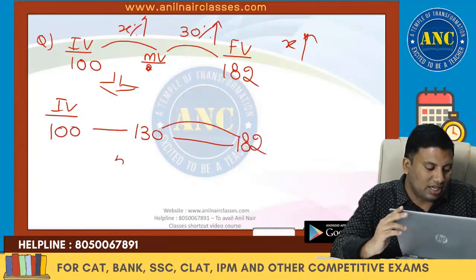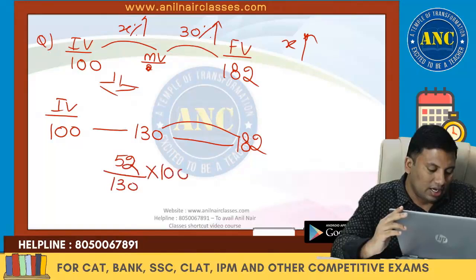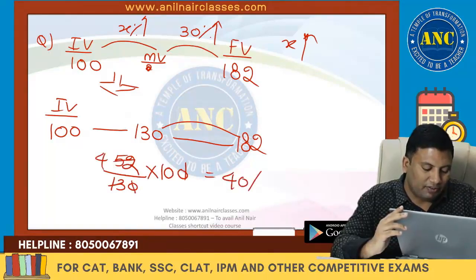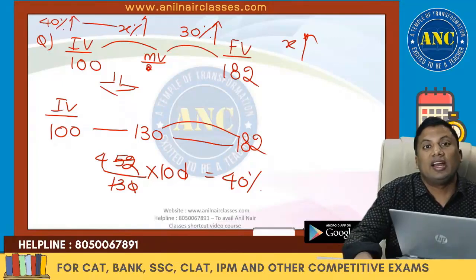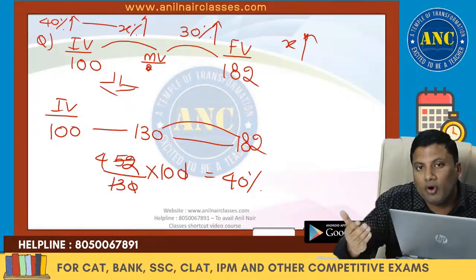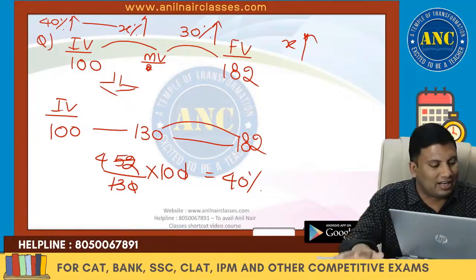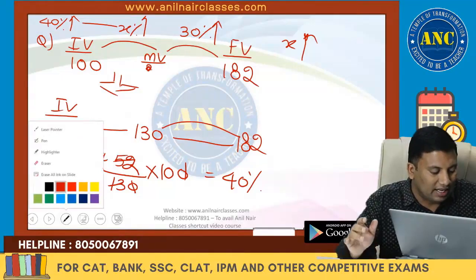How much is the change? 52. 52 out of 130 into 100. 0, 0 cancel. 13 fours are 52. Answer is 40%. So x is nothing but 40. You will be able to solve this question in less than 10 seconds. For more and more values also it will work. I hope the idea is clear.